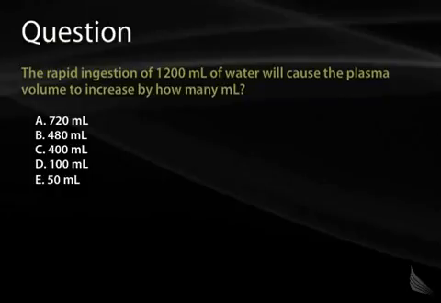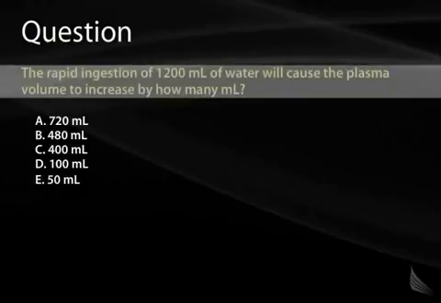Let's go through another question. The rapid ingestion of 1200 mL of water will cause the plasma volume to increase by how many mLs? A, 720 mL, B, 480 mL, C, 400 mL, D, 100 mL, or E, 50 mL.